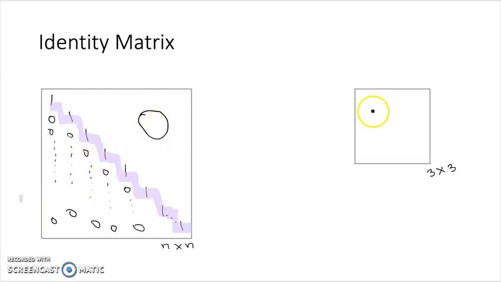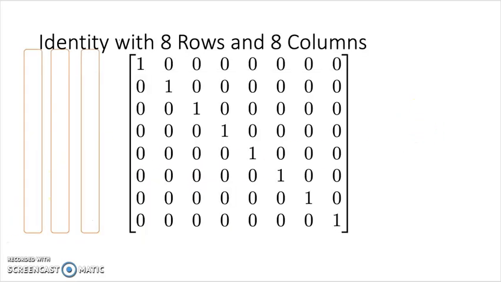For the sake of illustration, take a matrix with 3 rows and 3 columns. The first column would have entries 1, 0, 0. The second column would have entries 0, 1, 0, and the last column would have entries 0, 0, 1. This would be an identity with 3 rows and 3 columns. Now let's take a look at an 8 by 8 identity, with 8 rows and 8 columns.